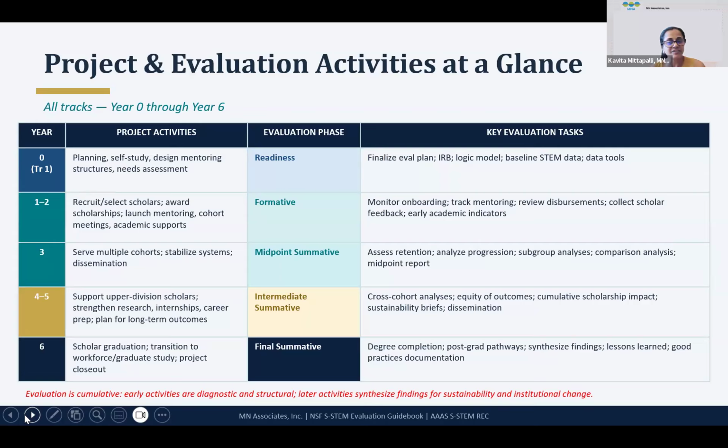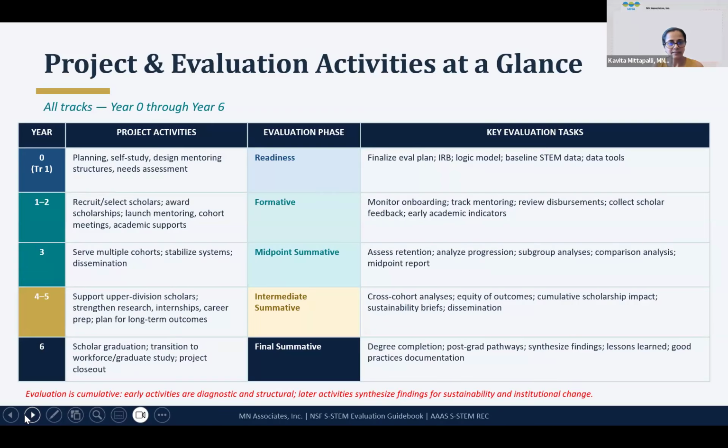So no year really exists in isolation. They are informing each other. Each builds on the previous one. And please use this table at the start of your grant year to align the PI expectations along with how you as an evaluator want to work.